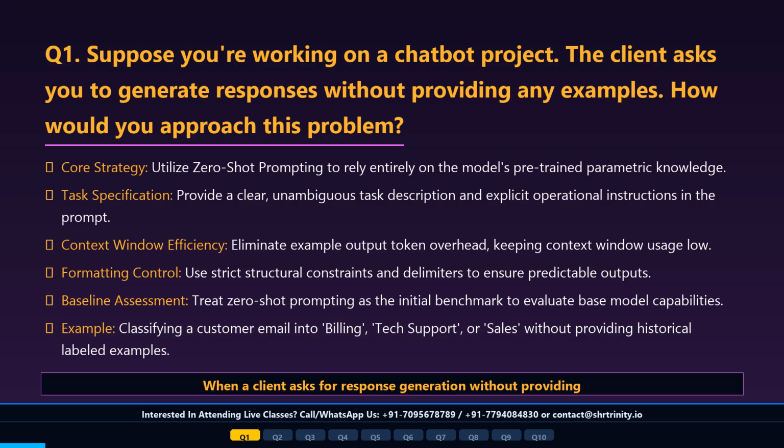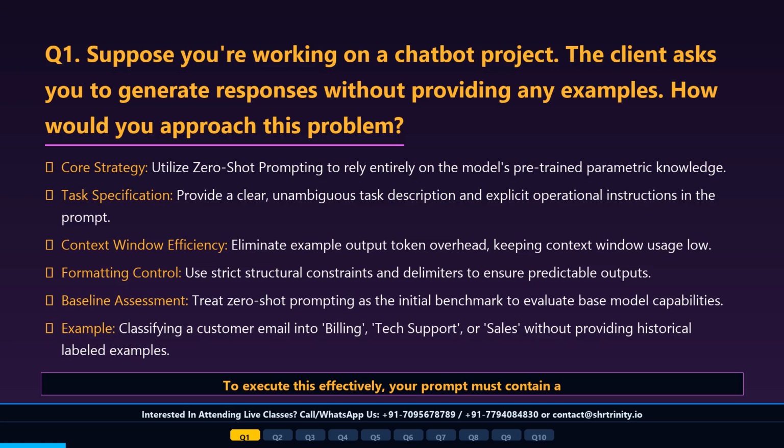When a client asks for response generation without providing any training or sample data, the primary solution is zero-shot prompting. Large language models are pre-trained on massive datasets containing billions of text tokens, meaning they already possess extensive language comprehension and domain knowledge. Instead of showing the model examples of what a good output looks like, we rely entirely on clear, structured directions to trigger its pre-existing capabilities.